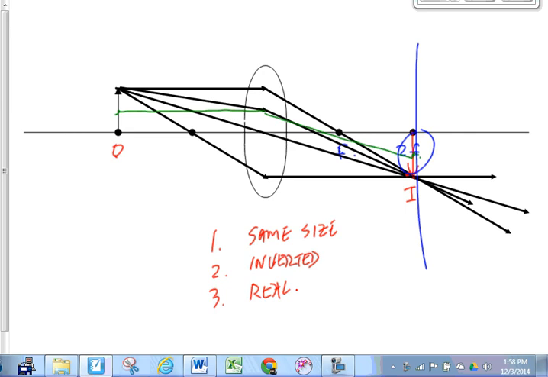Yes. The question was, is it never not inverted? In other words, is it ever right side up? Yes, it is. Obviously, we haven't seen one of those yet, but you will within the next couple of diagrams here.